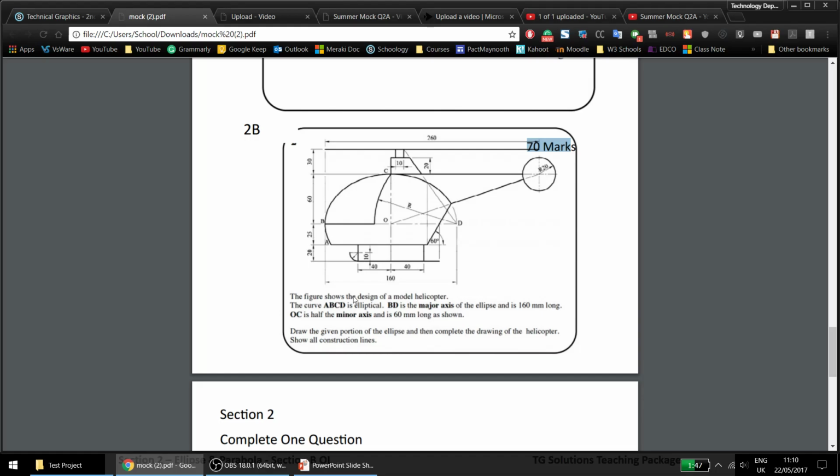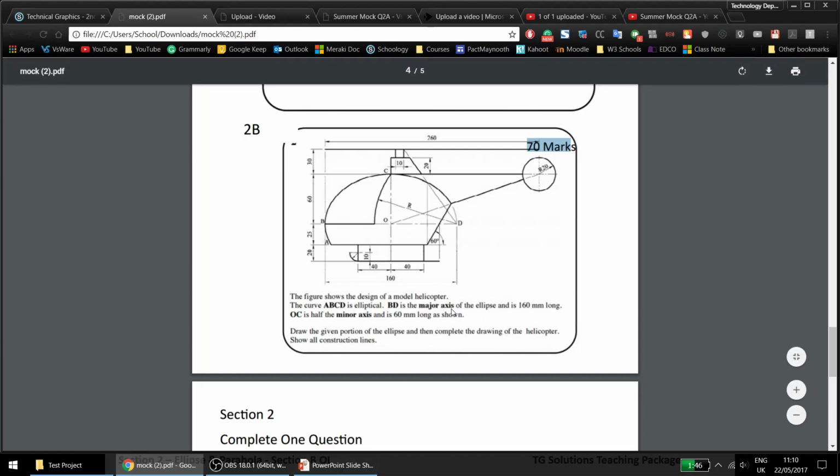So, the figure shows the design of a model helicopter. The curve ABCD is an ellipse, so let's have a look here, ABCD. DB is the major axis of the ellipse and is 160 mm long. OC is half the minor axis and is 60 millimeters long.